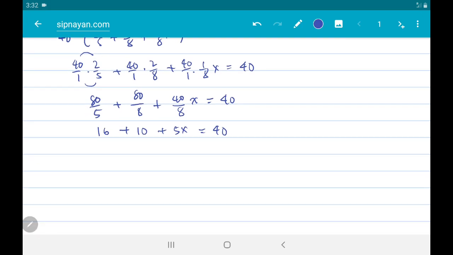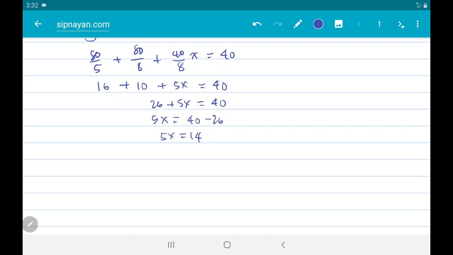So 16 plus 10 is 26 plus 5x equals 40. And 5x equals 40 minus 26. Subtract 26 from both sides. 5x equals 14. Meaning, if we divide both sides by 5, we have x equals 14 over 5. Okay, or this is a mixed number. This is an improper fraction and we want to convert it to a mixed number.